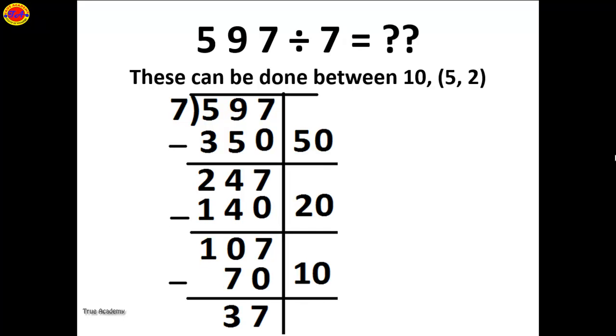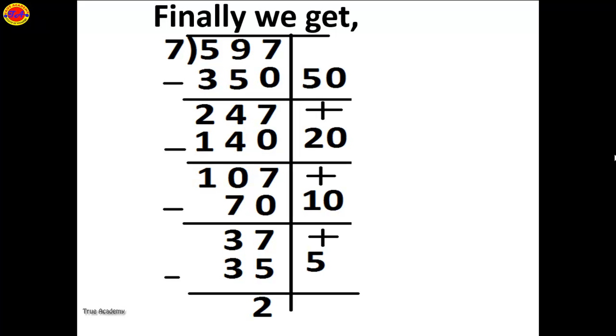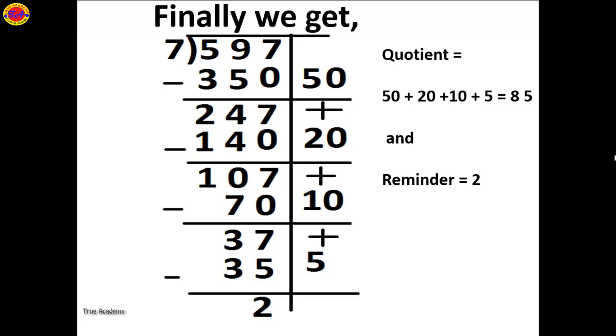And next we need to take 10. So 7 into 10 will give you 70. 107 minus 70 will give you 37. So finally, 37 minus 35 is 2. So now quotient is equal to 50 plus 20 plus 10 plus 5 which gives you 85, and the remainder, you know that it is 2.